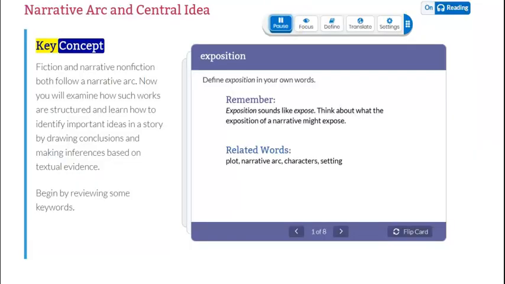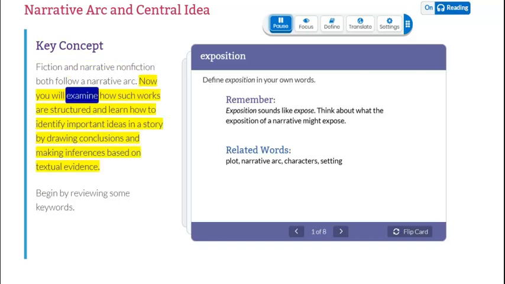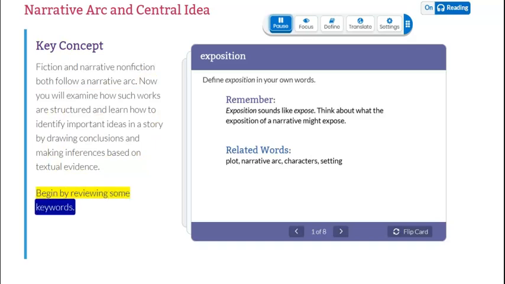Key concept. Fiction and narrative nonfiction both follow a narrative arc. Now you will examine how such works are structured and learn how to identify important ideas in a story by drawing conclusions and making inferences based on textual evidence. Begin by reviewing some keywords.